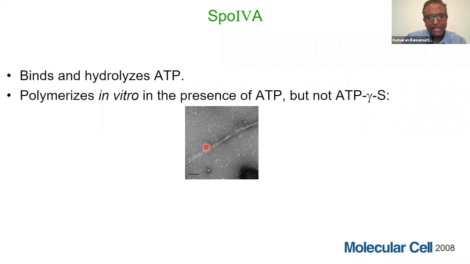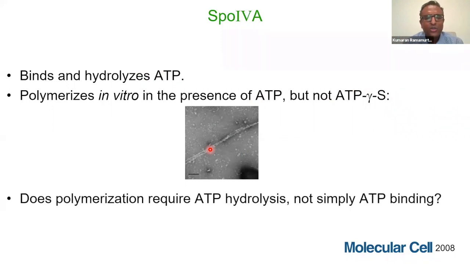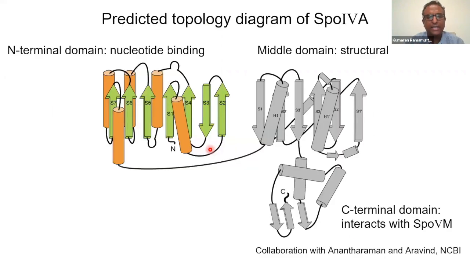and you look at that under an electron microscope, this protein seems to form these filaments. And this is interesting because this non-hydrolyzable form of ATP will not form this filament. But if you incubate, say, actin with ATP gamma S, it'll form that filament just fine. So what this told us was that maybe polymerization, unlike, say, actin or tubulin, requires nucleotide hydrolysis and not simply binding of the nucleotide.